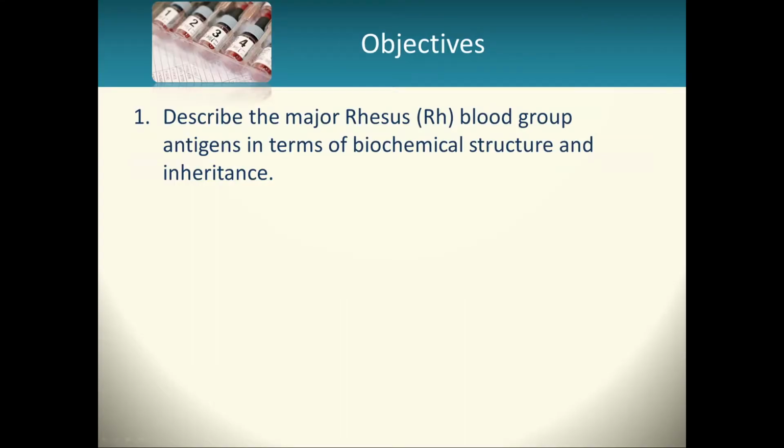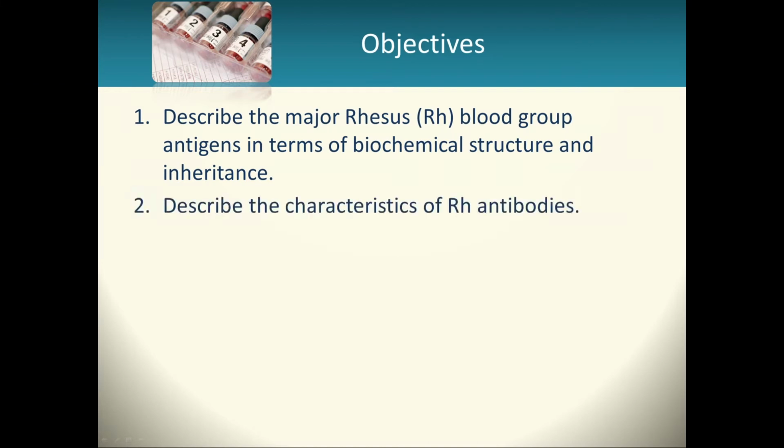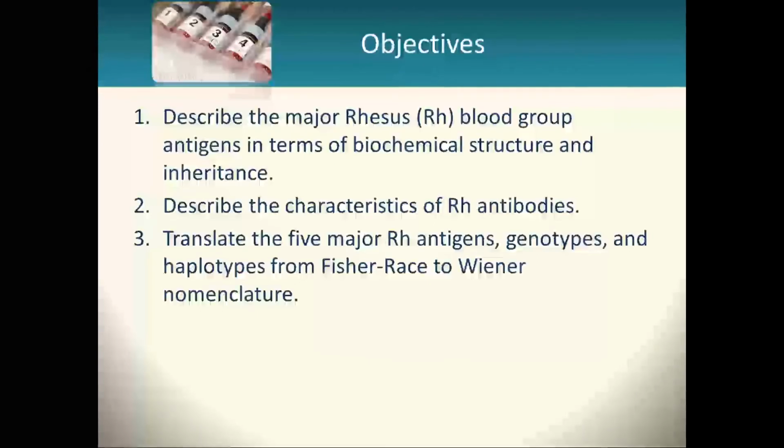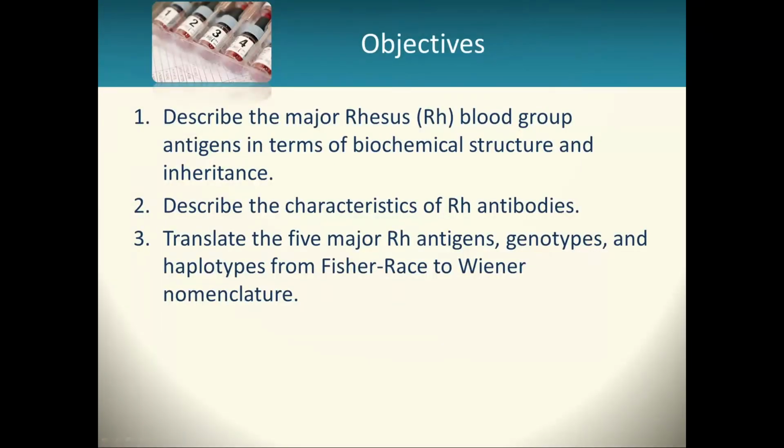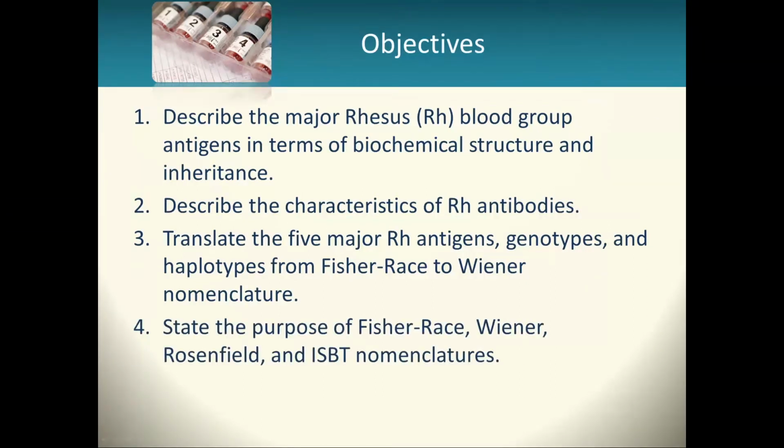After viewing this presentation, you will be able to describe the major Rhesus blood group antigens in terms of biochemical structure and inheritance, describe the characteristics of Rh antibodies, translate the 5 major Rh antigens, genotypes, and haplotypes from Fisher-Race to Wiener nomenclature, and state the purpose of Fisher-Race, Wiener, Rosenfield, and ISBT nomenclatures. And we will have additional learning objectives later on in this presentation.